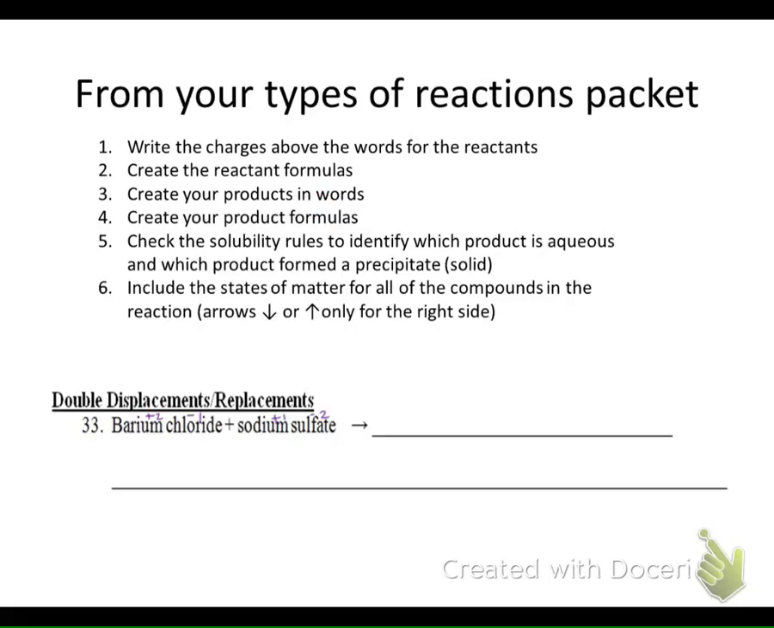Then it's easiest to write your reactant formulas. So I'm going to go ahead and do my crossovers and write my formulas here. I like writing the reactant chemical formulas here because then that helps me figure out my variables so that I can switch them. So in this case, barium would never combine with sodium because those are both positively charged ions, and so barium has to recombine with sulfate.